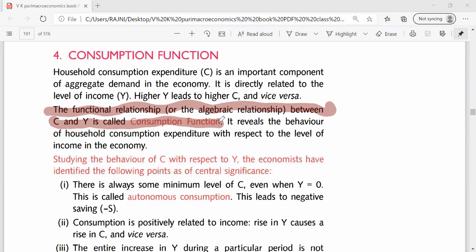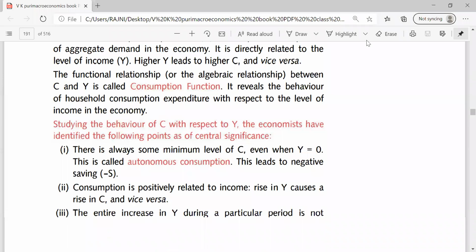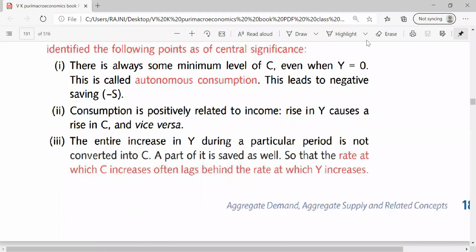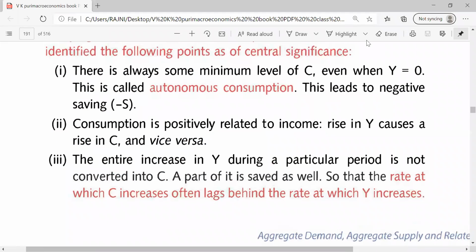So there are some basic conclusions on the basis of which we can say there is a particular relationship between the income and the consumption here. Which kind of relationship there is, we will see. तो जनरली जब भी consumption को income के साथ स्टडी किया जाता है तो there are some conclusions. The first point is there is always some minimum level of C, even when the income is zero.